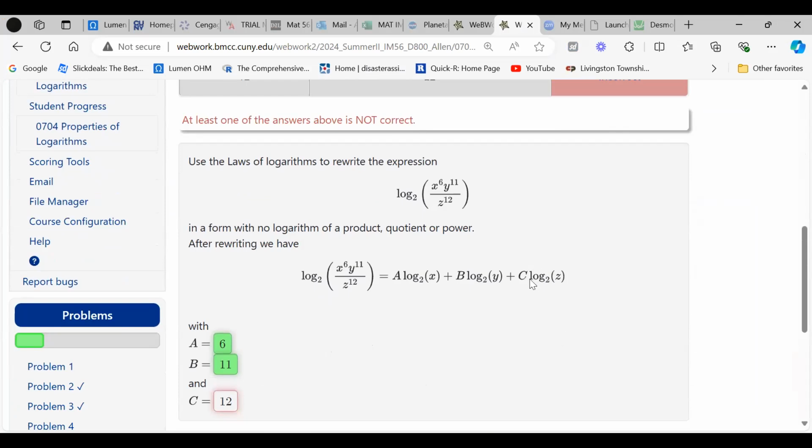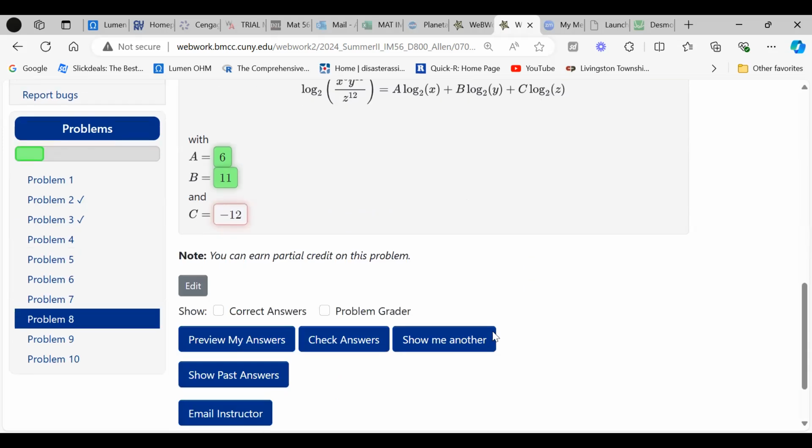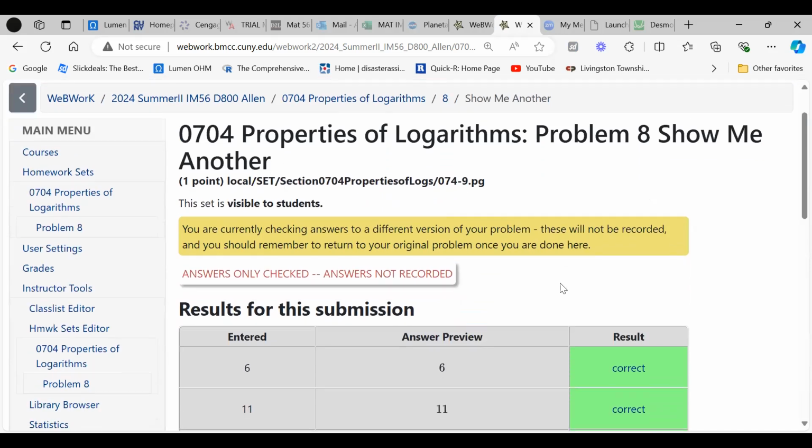Oh, they want a plus, right? Because it's minus, so that should be minus. I overlooked that. They want a plus or minus 12, so they want to include the sign. Yeah. So minus 12. Okay.